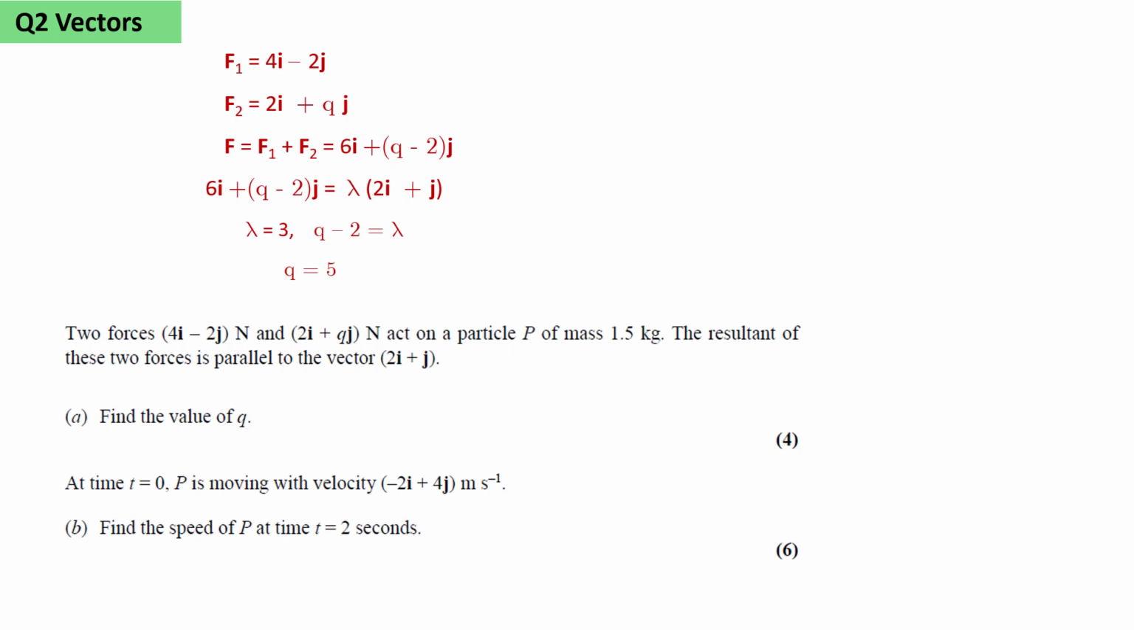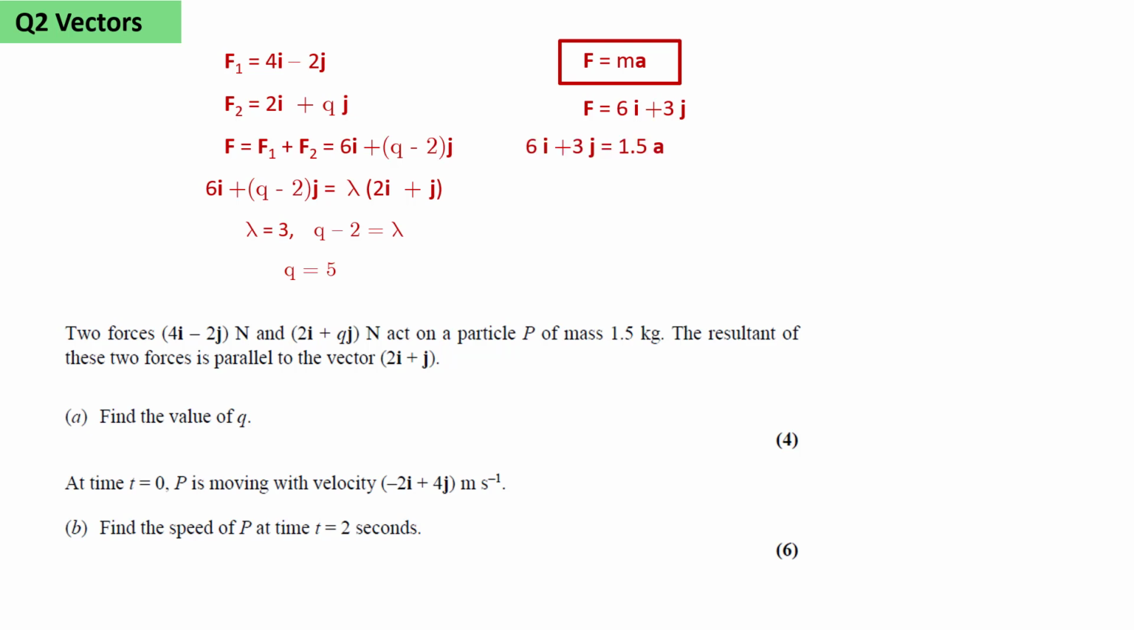At time t equals 0, P is moving with velocity minus 2i plus 4j. We have to find the speed of P at time t equals 2. So it's accelerating because there's a force acting on the mass of 1.5 kilograms. And we know this force equals the mass times the acceleration. The force F equals 6i plus 3j. That's the value when we substitute q equal to 5 into this equation here.